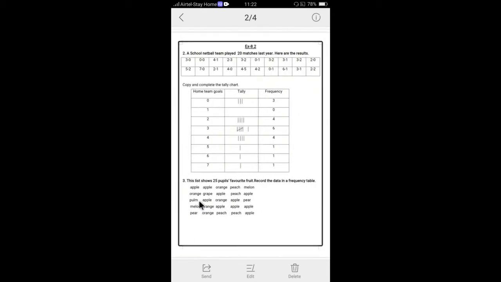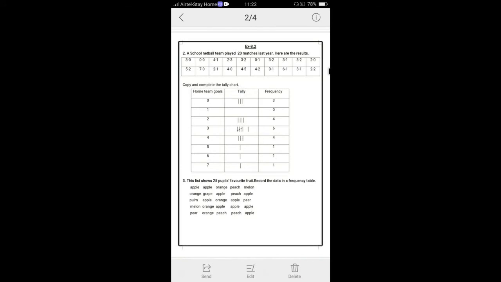Exercise 8.2. Question number 2. A school netball team played 20 matches last year. Here are the results. They have given the scores. From these, first you have to pick up your score. Which one is 3-0? Your score is 3. Their score is 0. Then 1-0, 0-0, 4-1. So you have to pick your score first, and it says copy and complete the tally chart.